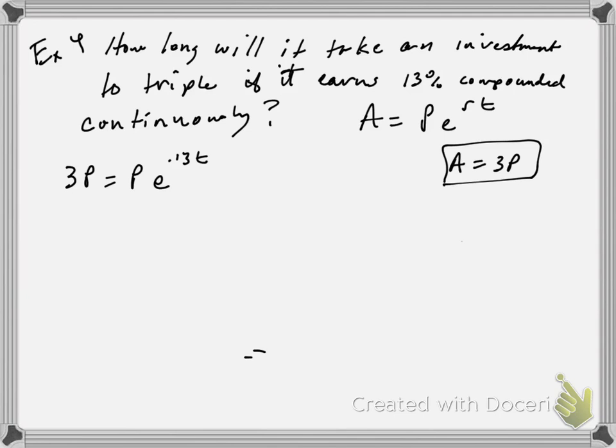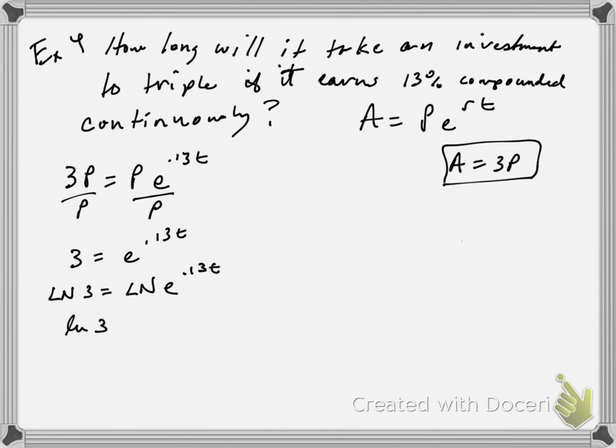So again, divide by P. I get 3 is equal to e to the 0.13t power. So I have isolated the number being raised to a power. And this time I definitely want to do the natural log of both sides. So this is just the natural log of 3, and this by the third property of logarithms is 0.13t times the natural log of e, but we know that's a 1. So all I really have to do is divide both sides by 0.13.